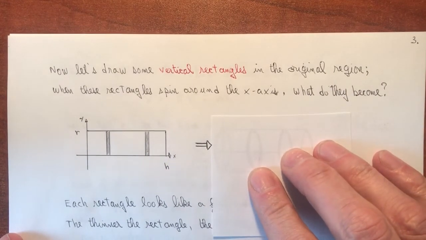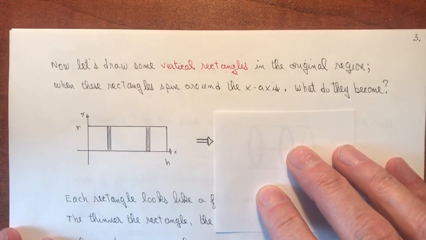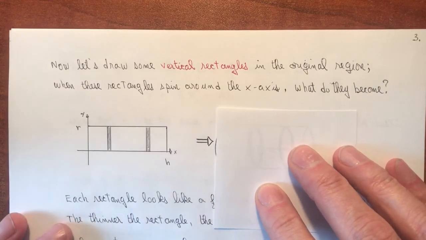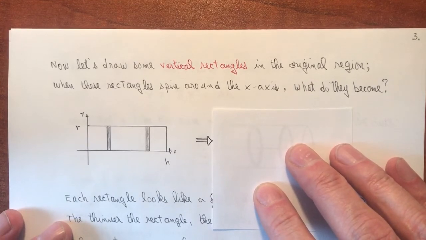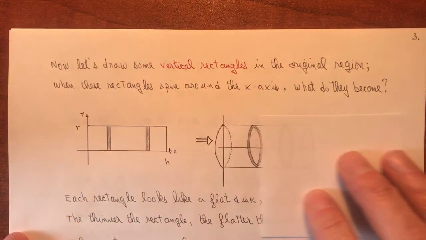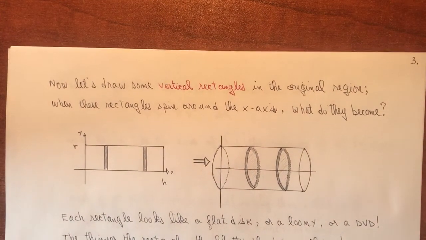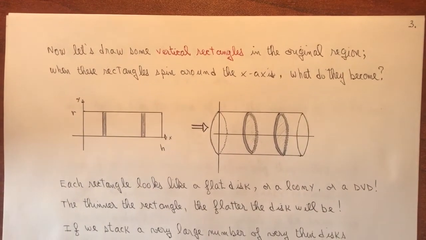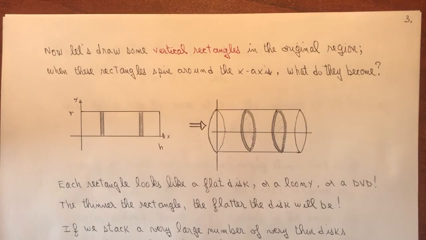Let's see here. What do we have? Let's take some vertical rectangles in this region, just like we did when we were calculating the area of a planar region. When these rectangles taken individually spin around the x-axis, what do they actually become? Well, they become something like this: something that looks like a flat disk or a loonie, or perhaps a DVD. And clearly, the thinner the rectangle, the flatter the disk will be.